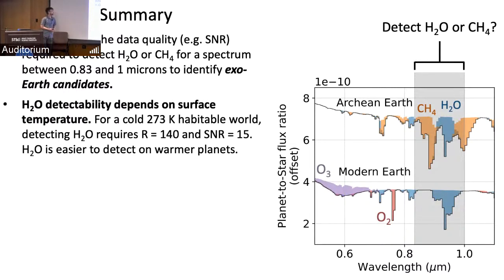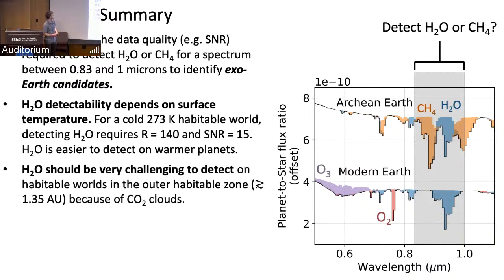Water vapor detectability depends on surface temperature. So for a cold 273 Kelvin habitable world, detecting water vapor requires a spectral resolution of 140, signal-to-noise ratio of 15. Water vapor is easier to detect on a warmer planet. Water vapor should probably be challenging to detect on habitable worlds in the outer habitable zone, so beyond about 1.35 AU. And this is because of CO2 clouds shrouding water vapor features.